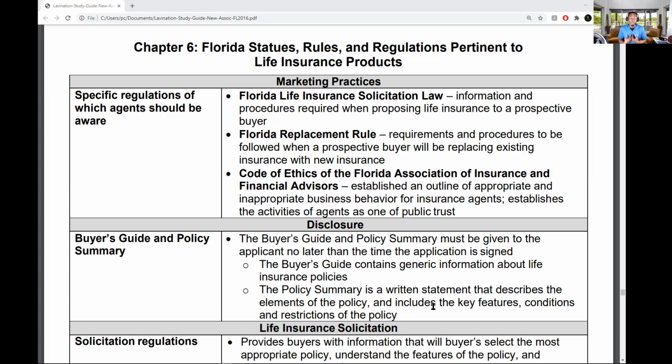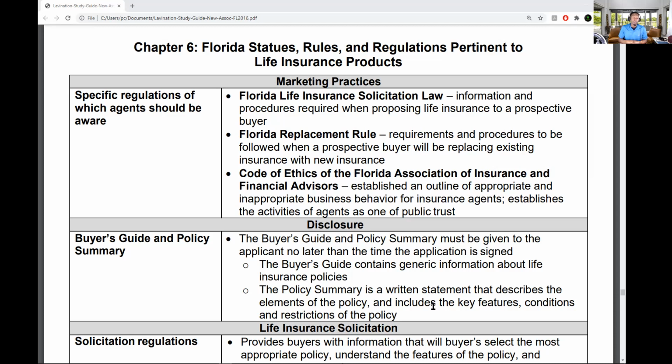So I understand that I need to give them the buyer's guide before I collect the first premium from them. But if I do not have one, as long as my policy has a 10 days or more free look period, I can give them the buyer's guide when I'm delivering the policy. That goes with the policy. Make sure that's a good note for you on that exam. All right.